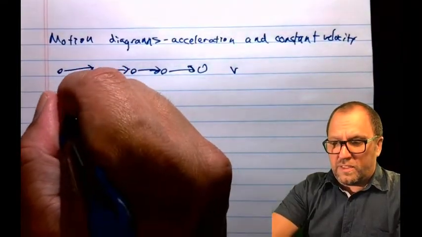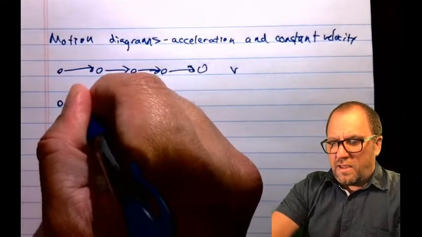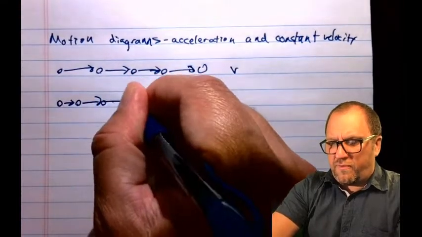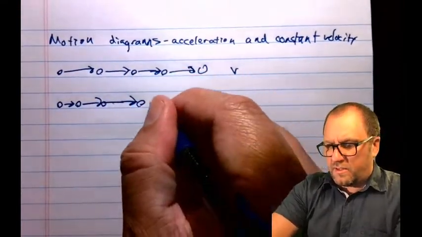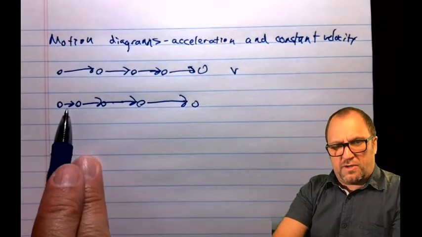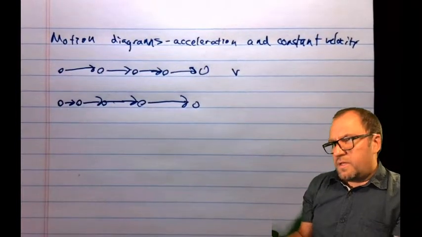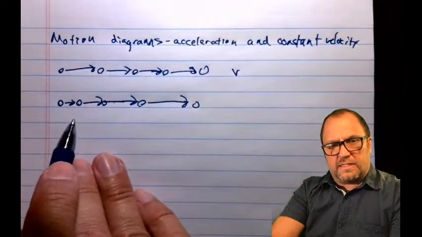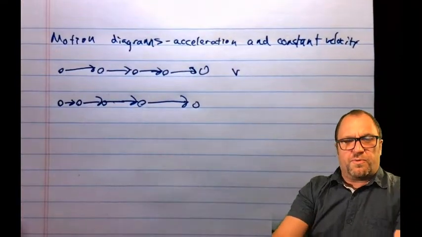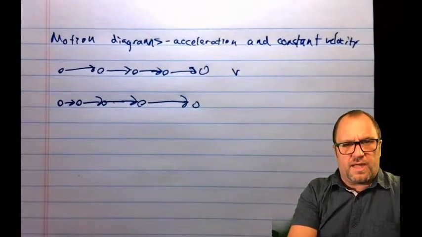If the particle was accelerating, it would look something like this. Every time we took a picture, the particle would be moving farther apart. Okay, so this is what it would look like if it was accelerating. So here, we'd start off, and we'd only be covering a certain distance, and as we accelerated, the distance between the pictures would be increasing. So understand what motion diagrams are like.